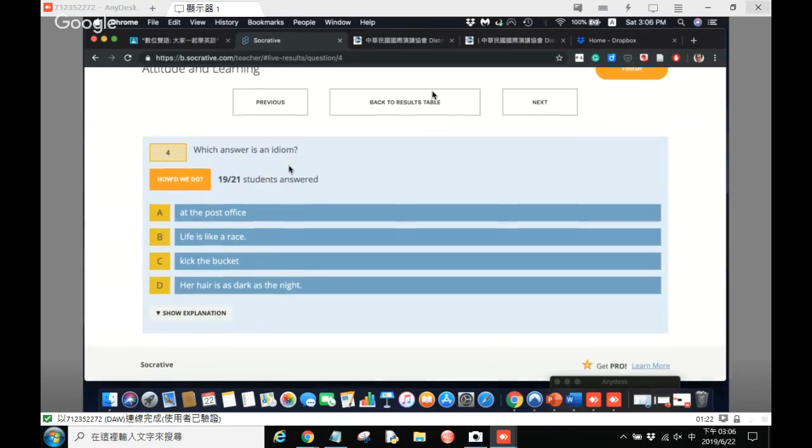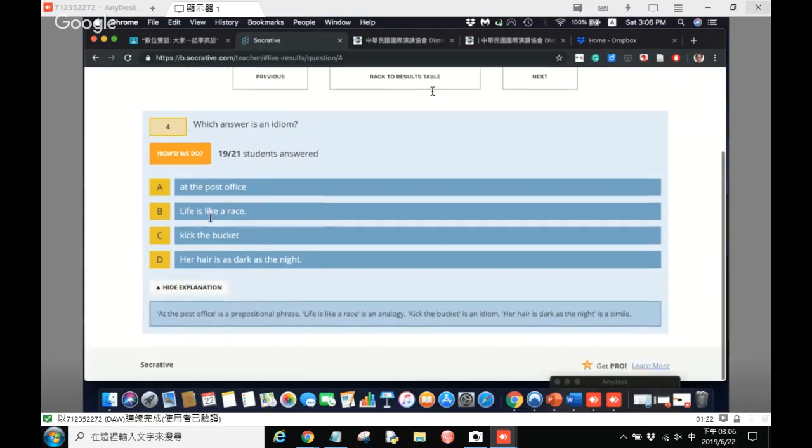Again, for these kinds of answers, the teacher could just tell you the right answer or the wrong answer. But in this one, I actually explained it to you. I said, at the post office is a prepositional phrase. Life is like a race is an analogy. Kick the bucket, that's an idiom.